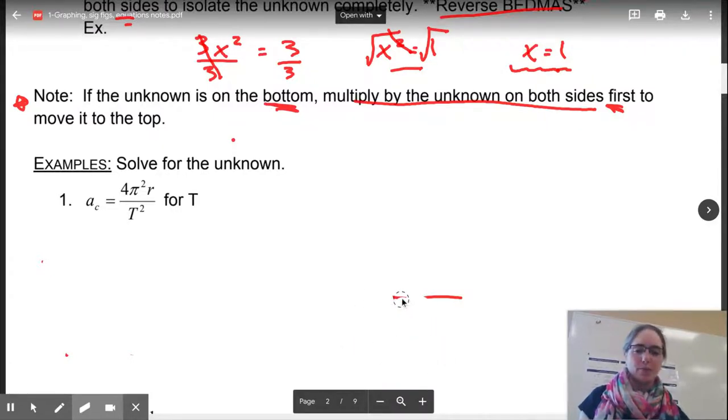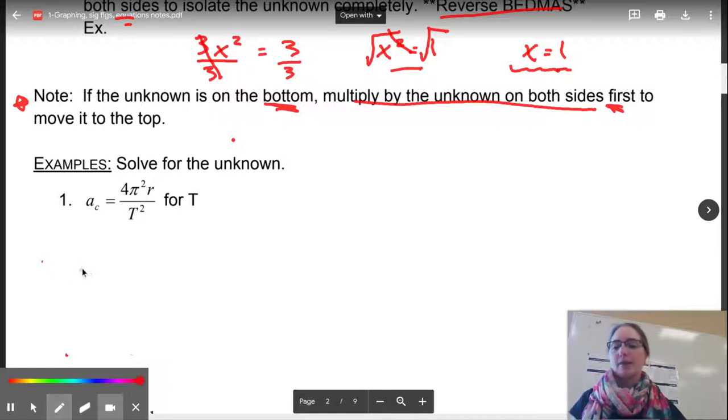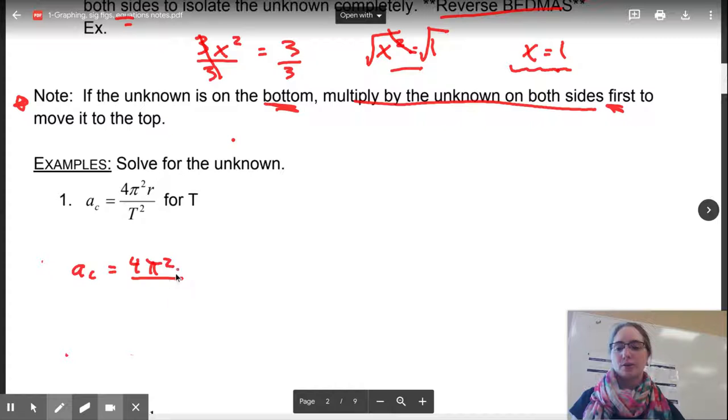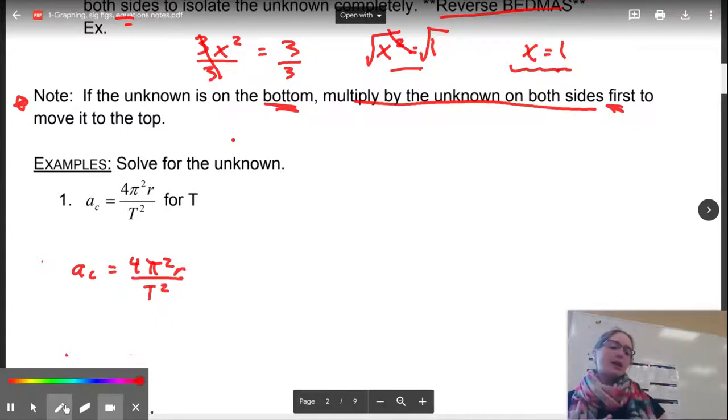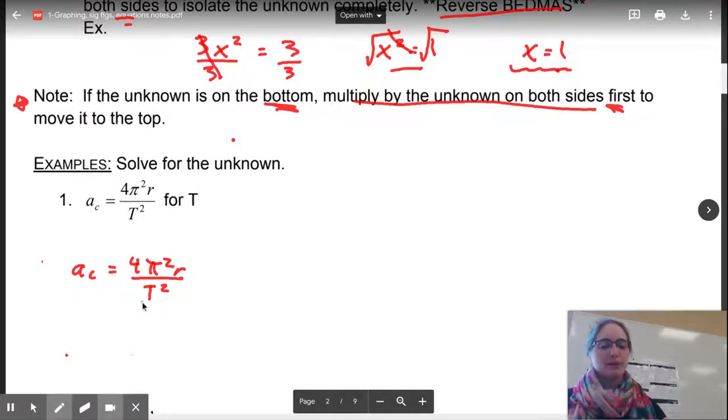There we go. Okay, so a_c is equal to 4 pi squared r over t squared. Now, this is essentially a shortcut. You know how the method I showed you previously involved multiplying by t squared and then dividing by a_c? I'm going to do both at once. So what I am going to do is swap these guys. I'm going to trade their places. And the reason why this works is because of the method that I showed you in the previous step.